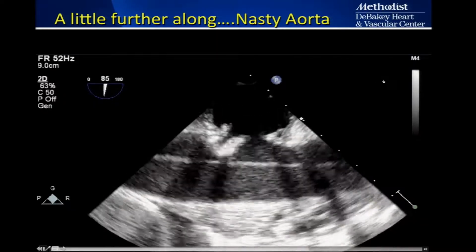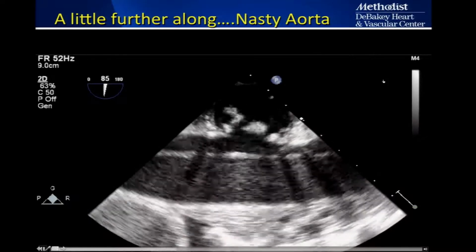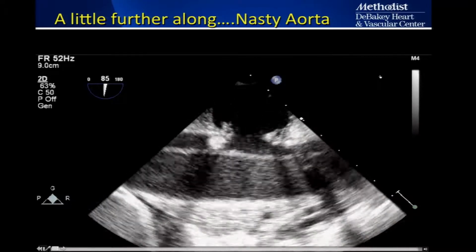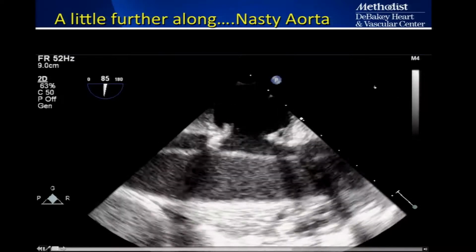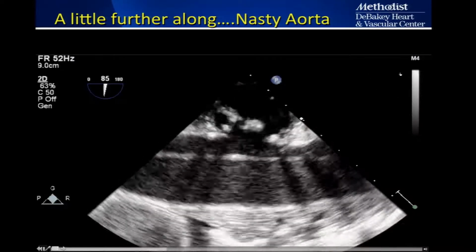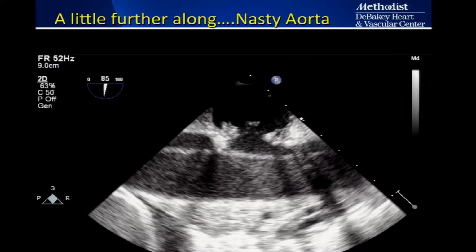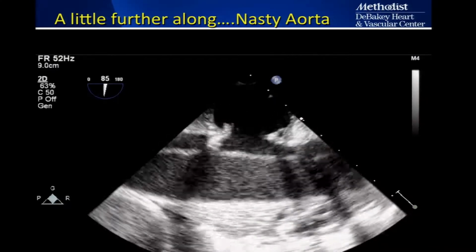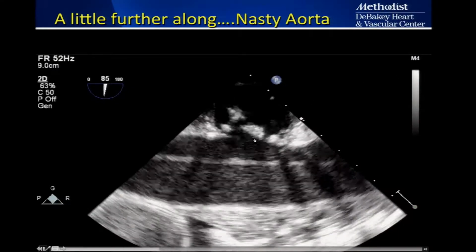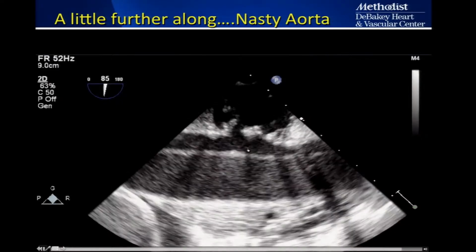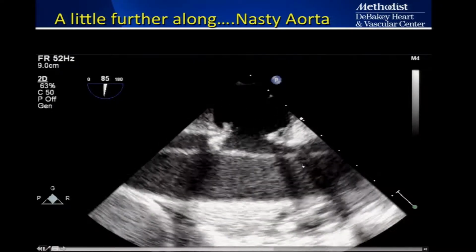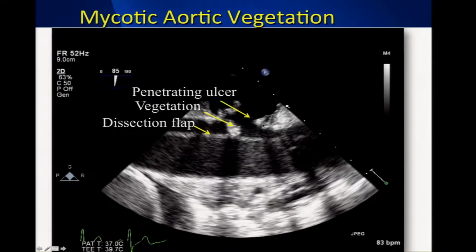All right, so it's a little further along. In this same patient, I like this slide because it's sort of the accumulation of every bad thing that can happen. So not just endocarditis within the heart, and endocarditis really means infection and inflammation of an endothelial surface. The carditis part sounds cardiac, but you can certainly have distal effects. So this case here has a penetrating ulcer, a vegetation, a dissection flap, and a mycotic vegetation, sort of distal seeding of the infection.